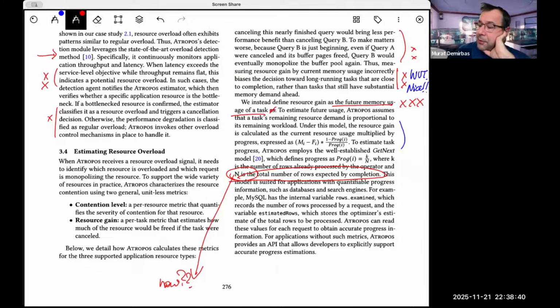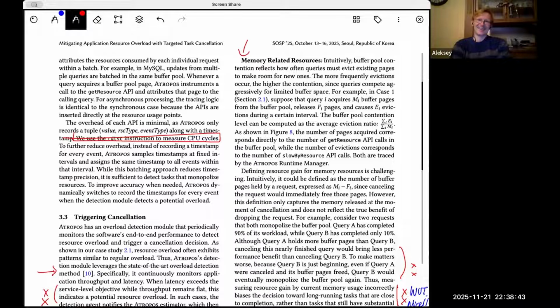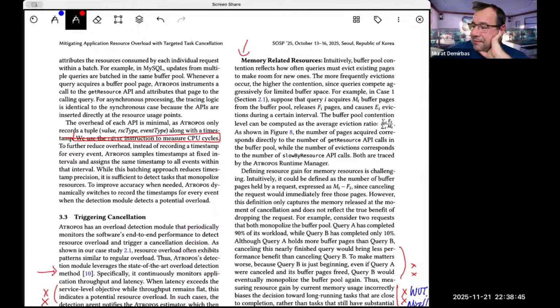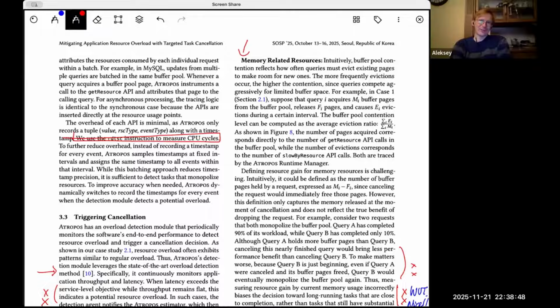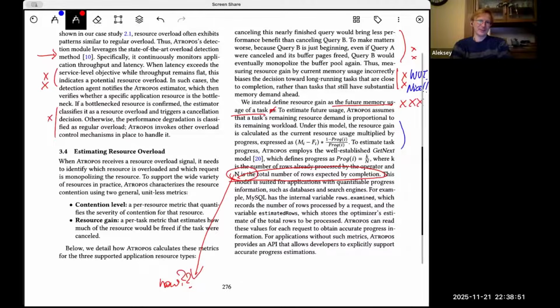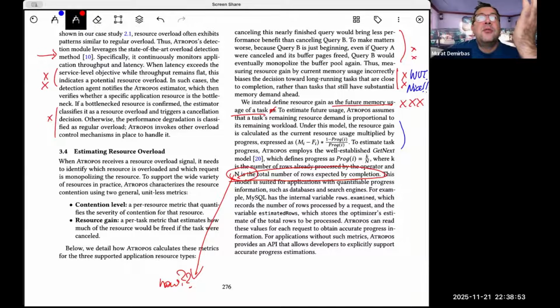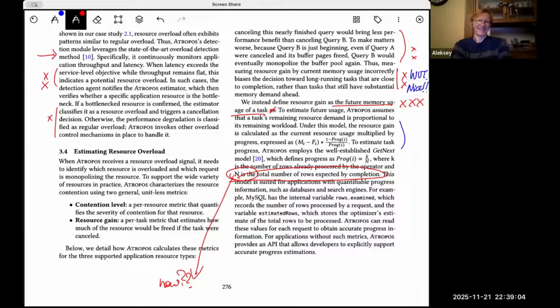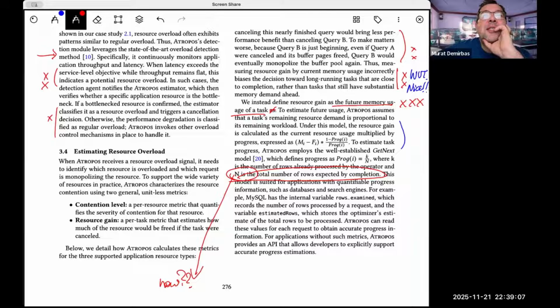They also look at Apache web server, etcd, and Solr, which is a search system. So I don't know. For memory related, they also qualify. This model is suited for systems with quantified progress information such as databases and search engines. For example, MySQL has the internal variable rows examined, which records the number of rows processed by a request, and the variable estimated rows, which stores the optimizer's estimate of the total rows to be processed.